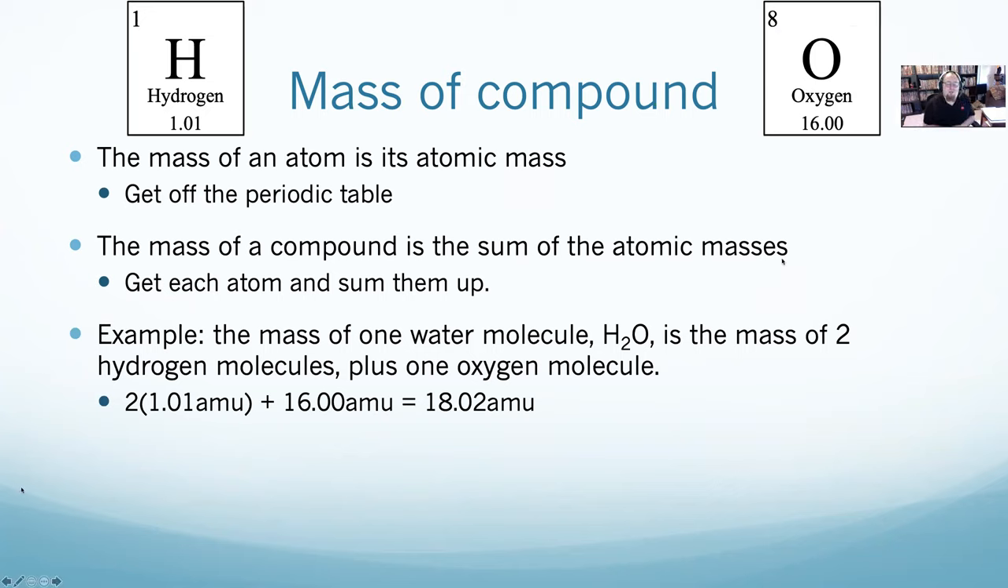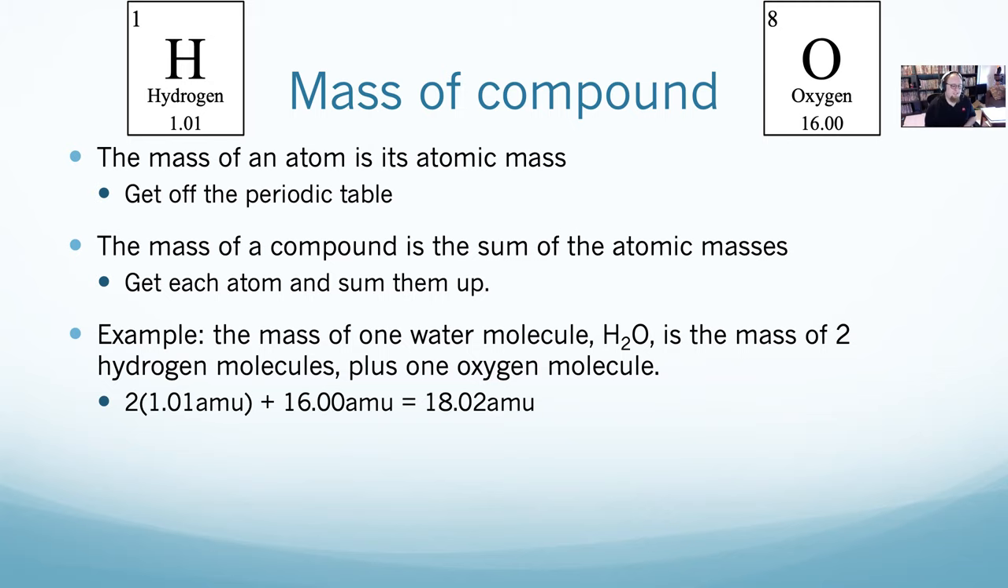According to my periodic table, hydrogen has a mass of 1.01 amu. Oxygen has a mass of 16 amu. H2O is two hydrogens and one oxygen. What that means is I can say 2 times the mass of hydrogen plus the mass of oxygen, that's the mass of water. And you can actually find the mass of individual molecules of a compound just by adding up each element. And so, yeah, water is H2O. It's two H's and an O. That's the mass of a water molecule. Does that make sense?